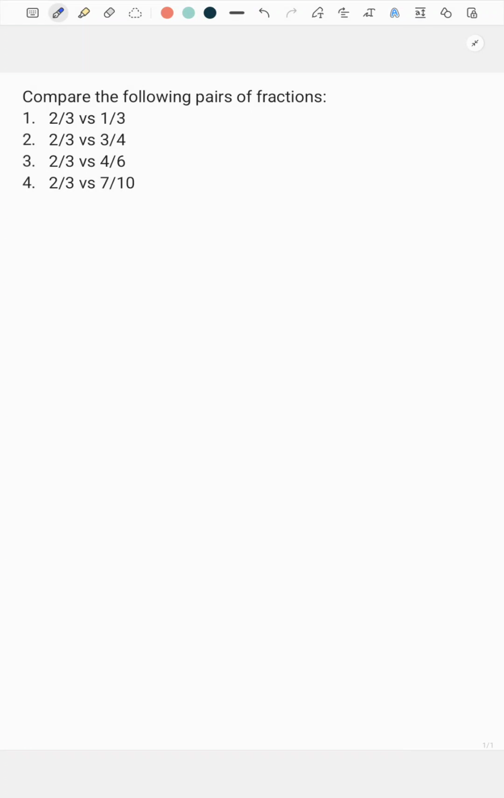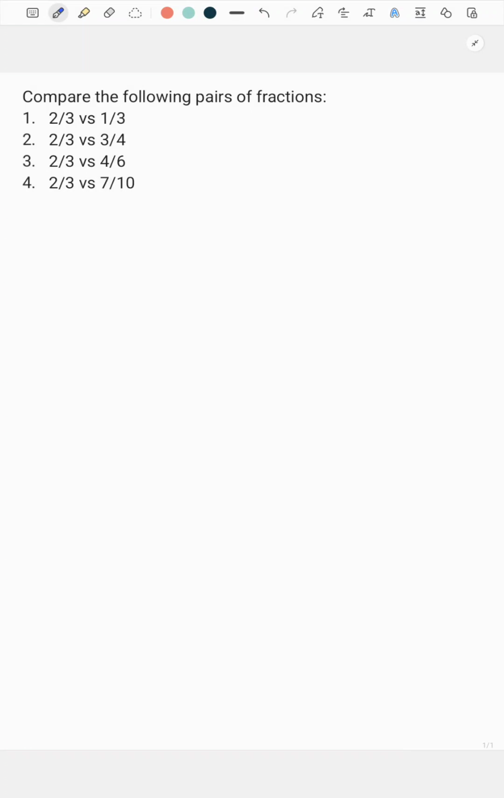So we are given 4 pairs of fractions, and we want to compare which one is larger and which one is smaller. That's what we need to find out. One key thing to note here is that when you are comparing fractions, you can only compare fractions that have the same denominator. If they don't have the same denominator, then the first step is to convert them into equivalent fractions with the same denominator, and then you can compare the numerators to check which one is larger and which one is smaller. So let's go through these examples one by one. That will make this clear.